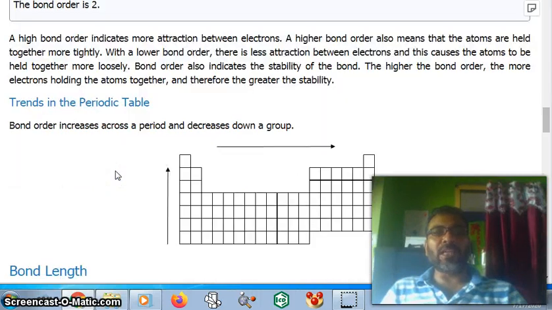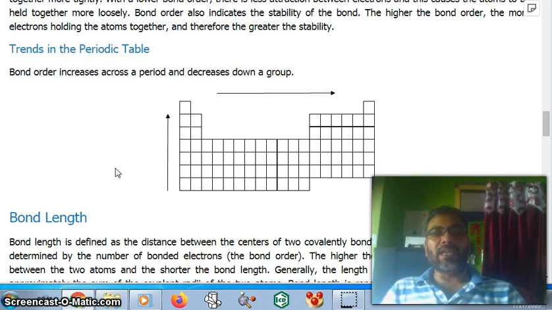So a high bond order indicates more attraction between electrons, and a higher bond order also means that atoms are held together more tightly. With a lower bond order, there is less attraction between the electrons, and this causes the atoms to be held together more loosely. Bond order also indicates the stability of a bond. The higher the bond order, the more electrons holding the atoms together, and therefore the greater the stability. Now bond order increases across the period and decreases down the groups.